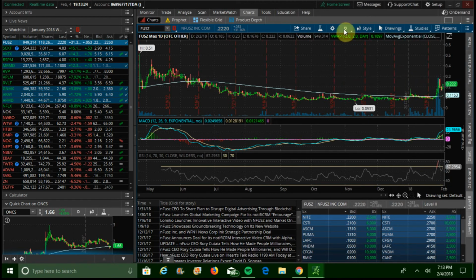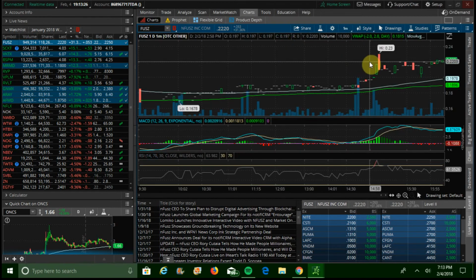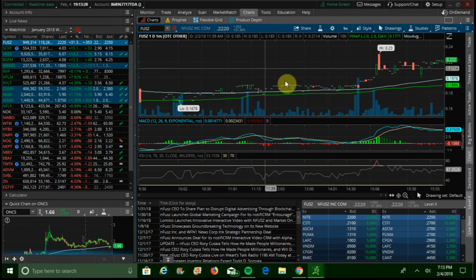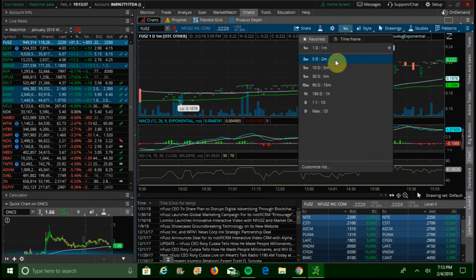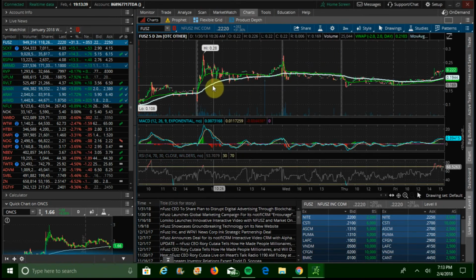Also, you want to start looking on the day chart or the intraday chart, seeing how the price action looked. So on the 5-day 2-minute chart, we see that there was some support right here in this area, 17, 18 cents. There was some support here, or just more 18 cents.